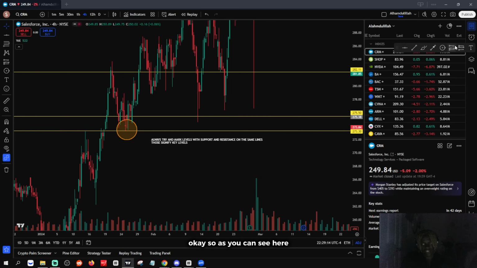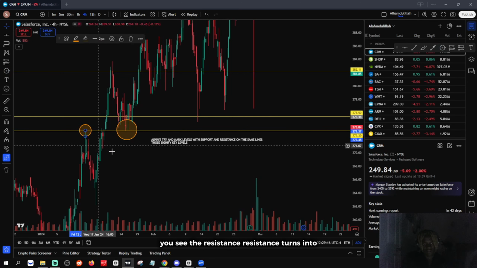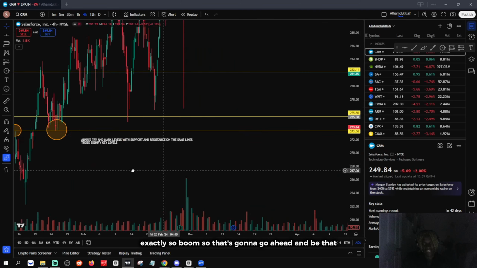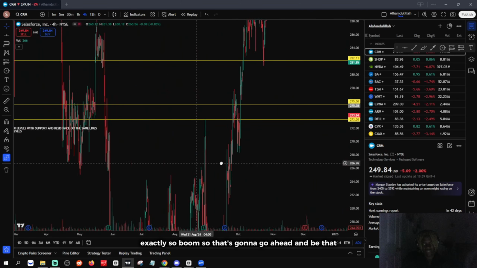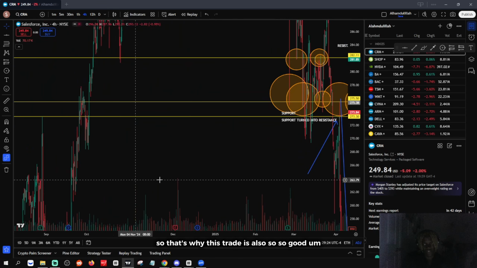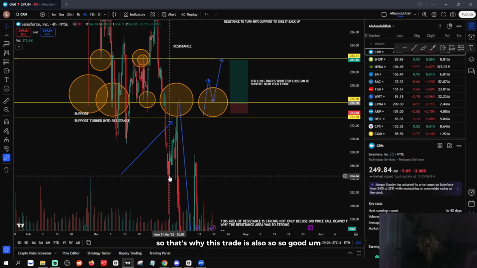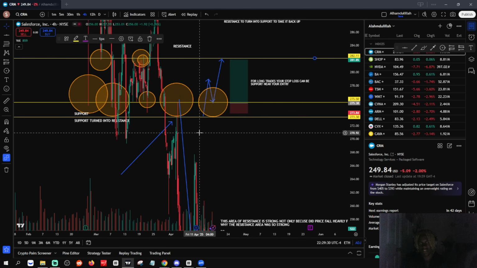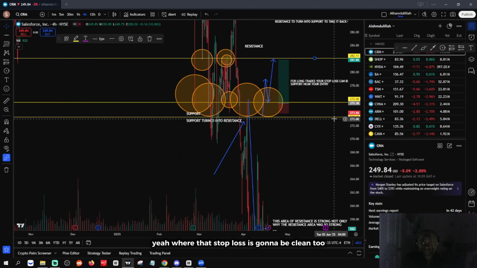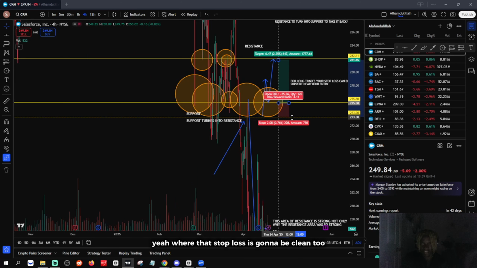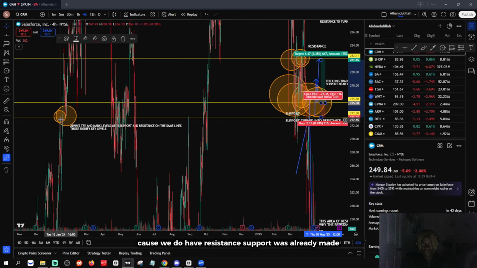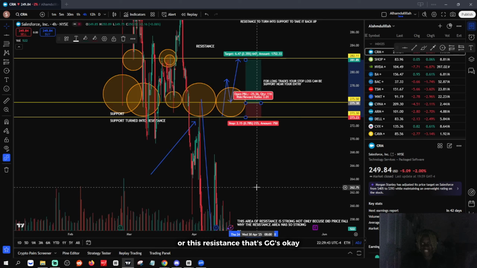Okay? So as you can see here, you see the resistance. Resistance turns into... Exactly. So boom. So that's going to go ahead and be that. So that's why this trade is also so good. And yeah, so that's why that stop loss is going to be clean too. So stop loss down here, because we do have resistance. Support was already made. So if price doesn't bounce at this resistance or this resistance, that's GG's.